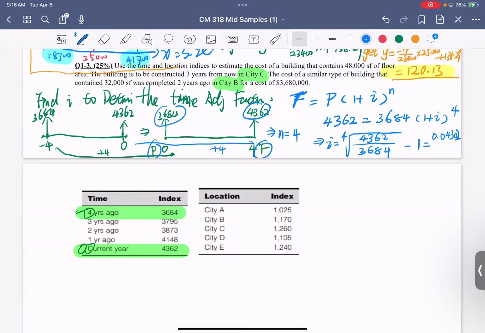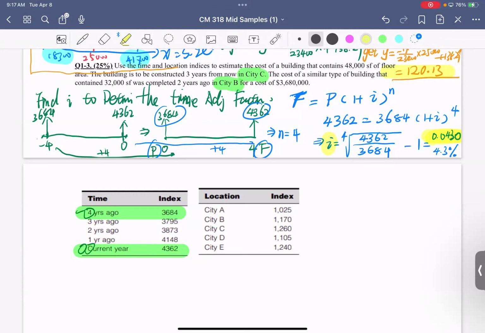Basically you can remove those last two digits. You only need to keep this one, because here is 0. Does that make sense? Keep 4 decimal places, right? And this one can also be written as 4.3 percent. It's the same number. So you get I equal to this one.